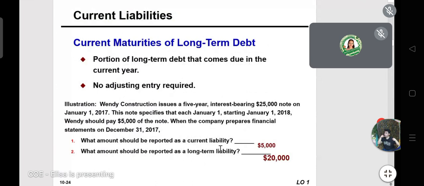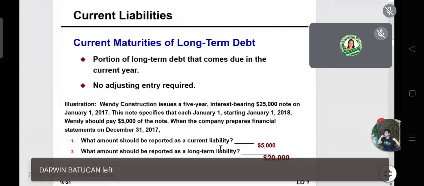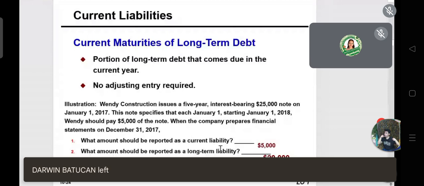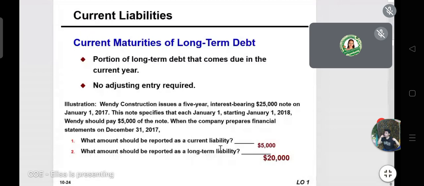How about current maturities of long-term debt? Now, this will happen if, for example, you apply for a loan with 5 years to pay, and then the 1 year ahead of that, for example, the term is long term, it will be January to January. Let us just use this as an example.